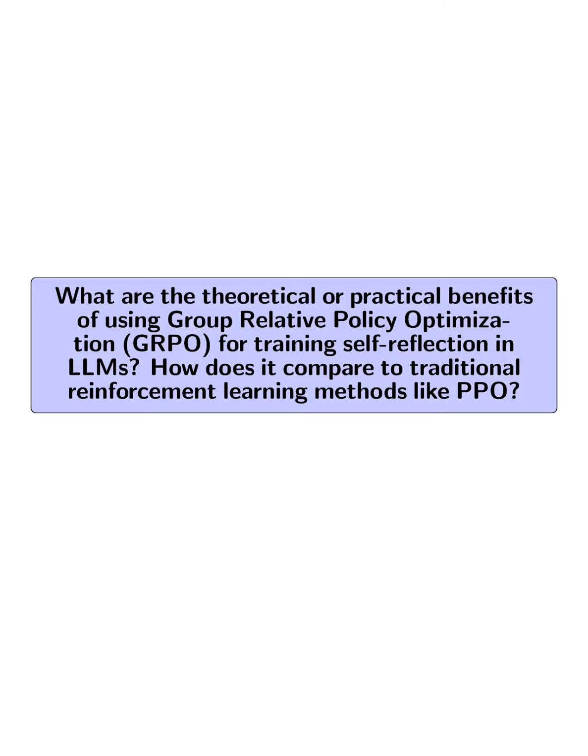What are the theoretical or practical benefits of using Group Relative Policy Optimization, GRPO, for training self-reflection in LLMs? How does it compare to traditional reinforcement learning methods like PPO?